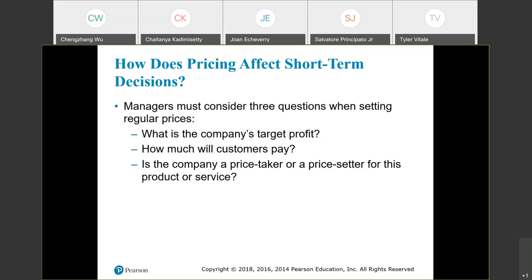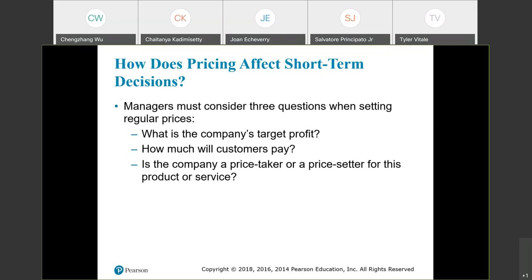For example, in the clothing and IT industry, these industries have always had very short life cycles. Even the auto and housing styles change frequently. So nowadays, pricing has become more of a short-term decision than it was in past years.